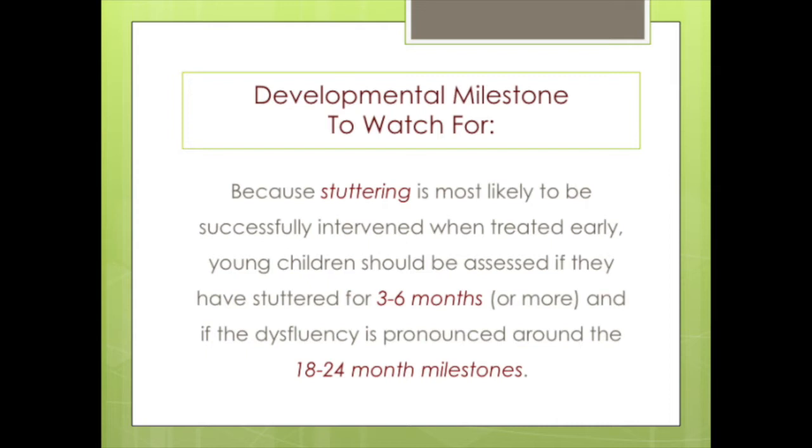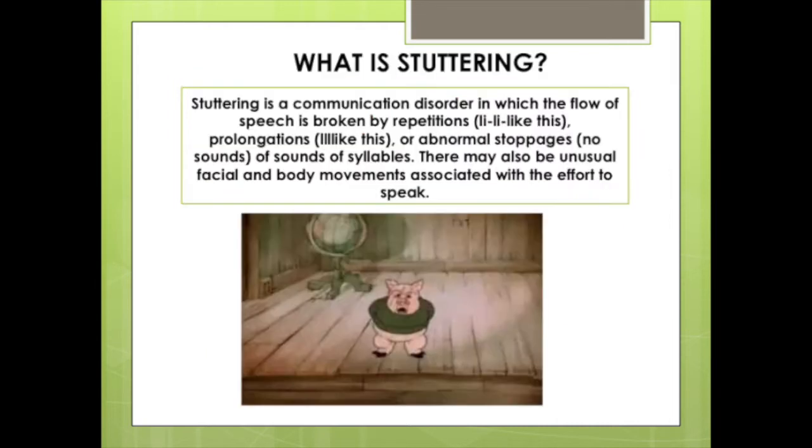Developmental milestone to watch for. Because stuttering is most likely to be successfully intervened when treated early, young children should be assessed if they have stuttered for 3 to 6 months or more, and if the deficiency is pronounced around the 18 to 24 month milestone. What is stuttering? Stuttering is a communication disorder in which the flow of speech is broken by repetitions, prolongations, or abnormal stoppages, no sounds, of sounds or syllables. There may also be unusual facial or body movements associated with the effort to speak.